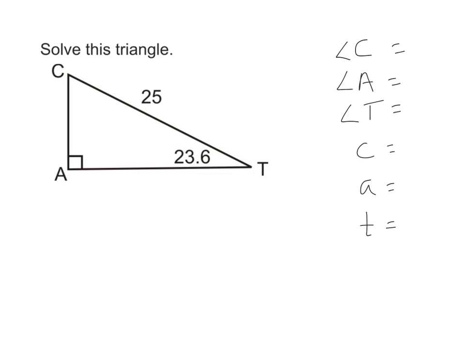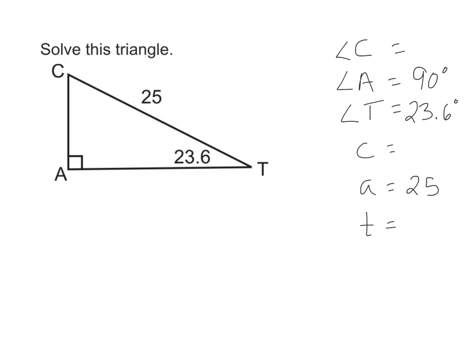So we look at what do we already know? Well, I already know angle A, that's the 90 degrees. And I already know angle T, 23.6 degrees. And I have one side length. Which side length is this? Hypotenuse, and is it C, A, or T? A. So I know A is 25, and you're right, it is the hypotenuse.